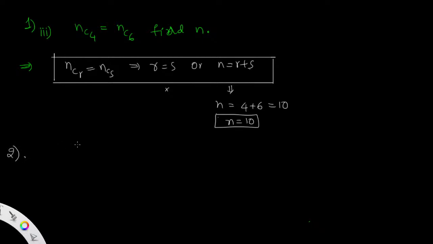Second bit: 15C(2r minus 1) equal to... Inform your friends, don't go anywhere, please stay on the line.